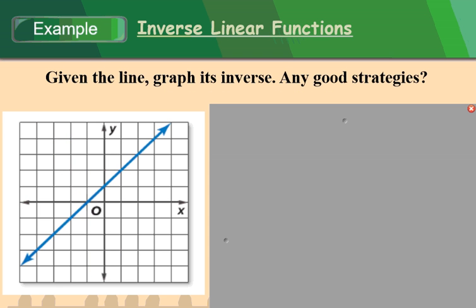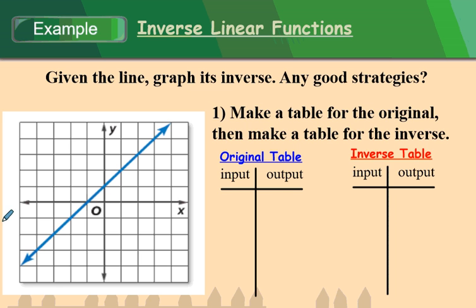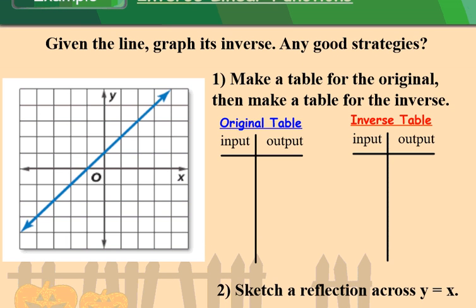Now we're going to practice using that skill. If they give us an original graph, can we sketch what the inverse would look like? Are there any good strategies? Well, let's use the strategy we just had. Let's do it by making tables. So step one is going to be make a table for the original, then make a table for the inverse. Then sketch the inverses, and you'll notice it's a reflection across y equals x.